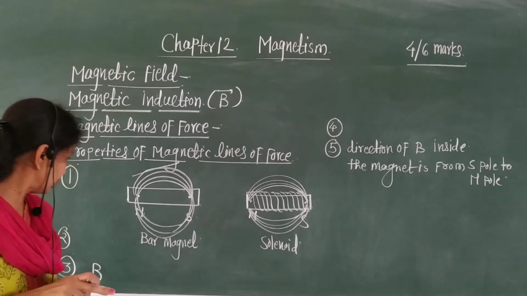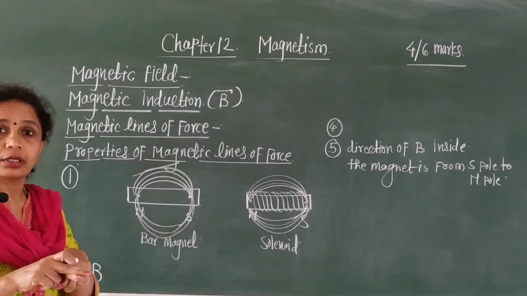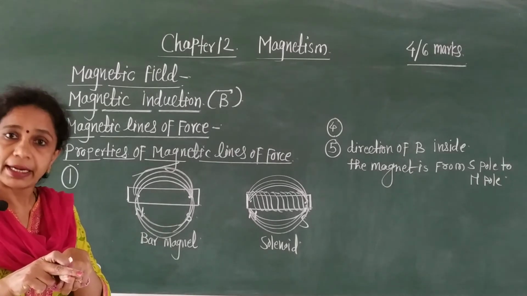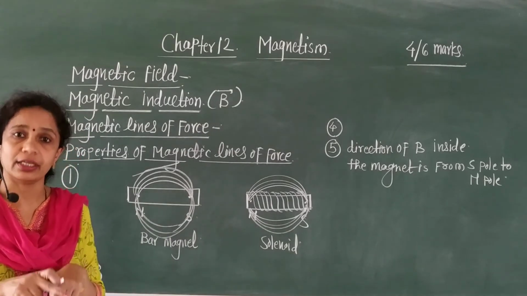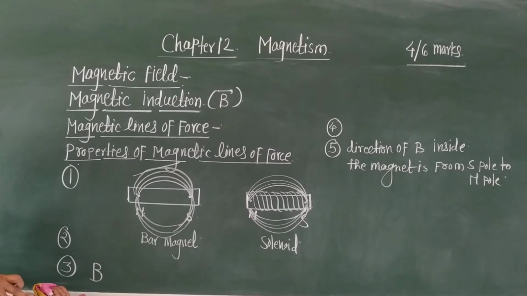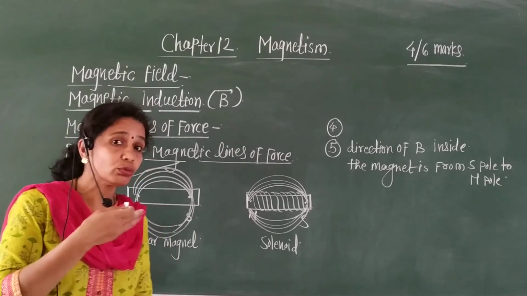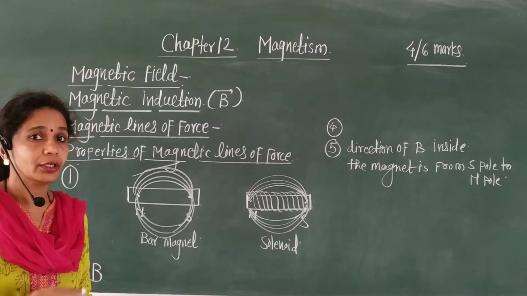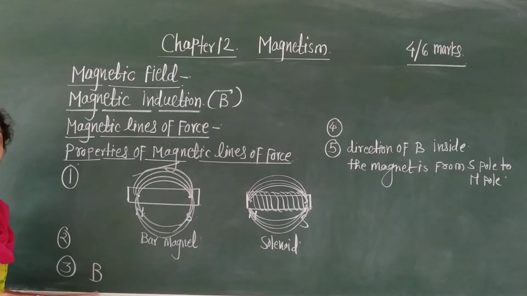Then second one is no two magnetic lines of force intersect with each other. Then third one is the number of magnetic lines of force passing through the given area gives the magnitude of magnetic induction B.